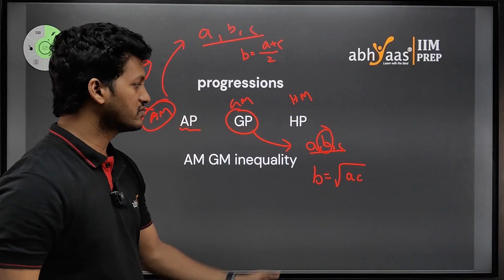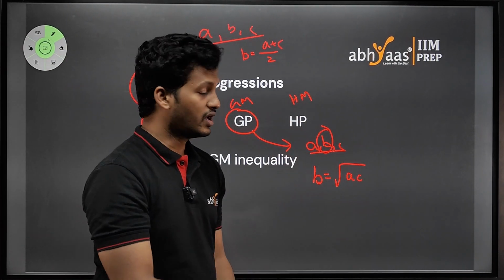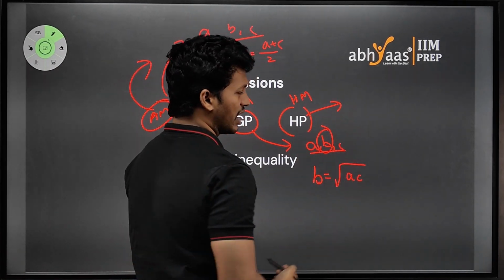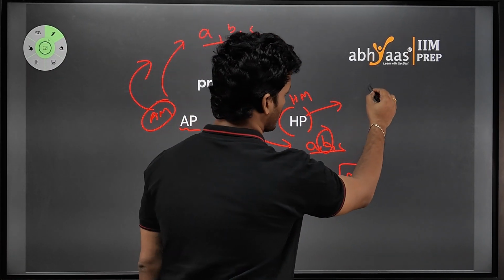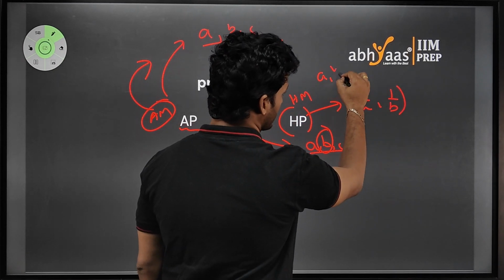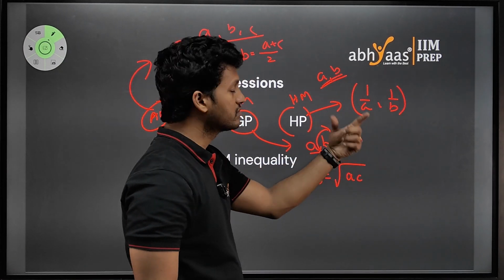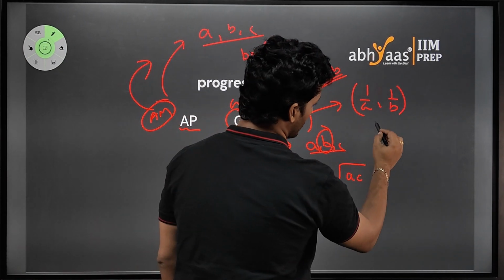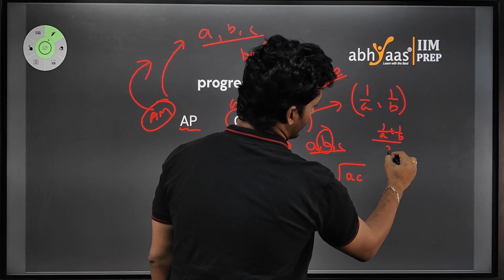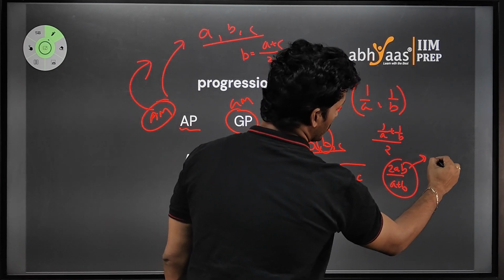If there are 4 terms, it would become the fourth root, if there are 3 terms, it will become the cube root, like that. Okay, so in this way, we will find harmonic progression also. Harmonic mean is the reciprocal of the arithmetic mean of the reciprocals. If A, B are 2 terms in harmonic progression, 1 by A and 1 by B will become an arithmetic progression. So the arithmetic mean of these 2 things will be 1 by A plus 1 by B by 2, and its reciprocal, which is 2AB by A plus B, is the harmonic mean.